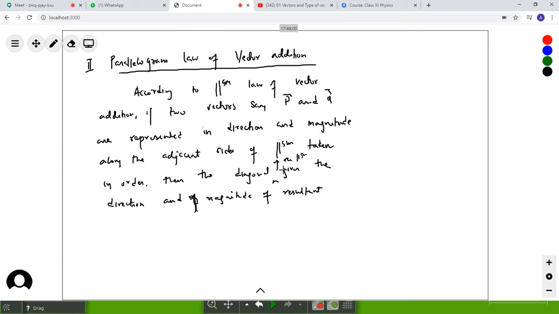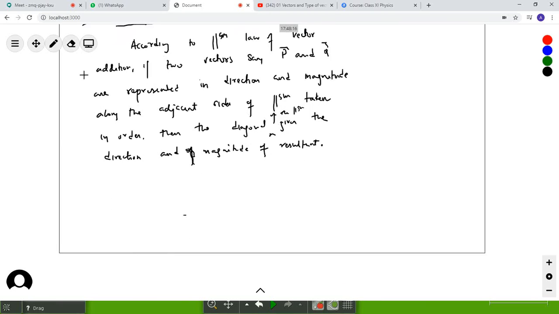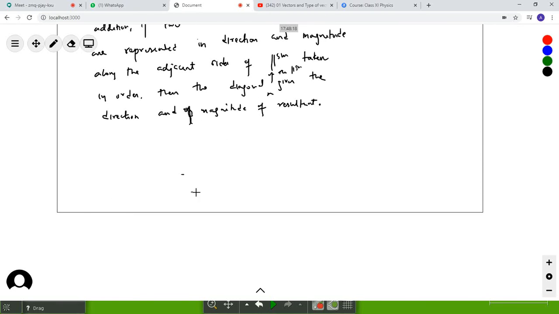Okay, according to the parallelogram law of vector addition, if two vectors say P and Q are represented in direction and magnitude along the adjacent sides of the parallelogram taken in order, then the diagonal of the parallelogram gives the direction and magnitude of the resultant. Okay, so I'll show you how we can find it. So let's say this is one vector P, this is another vector Q. With this, we'll try to form the parallelogram.